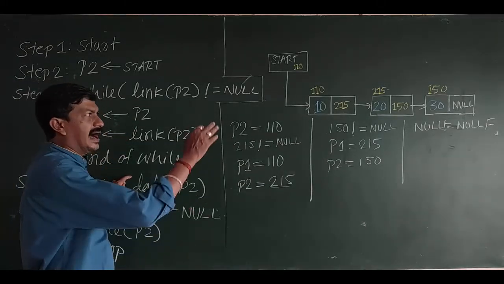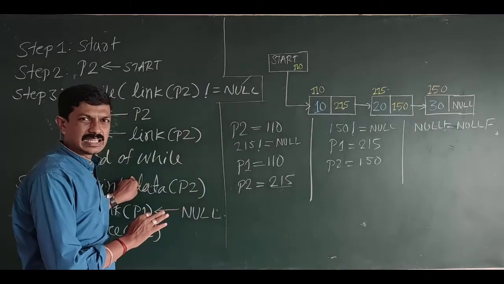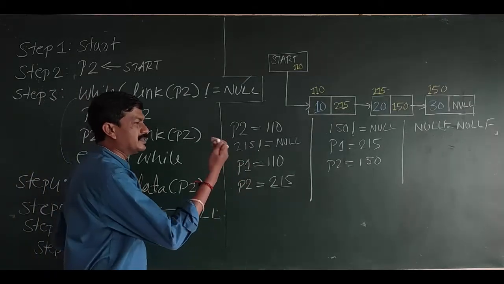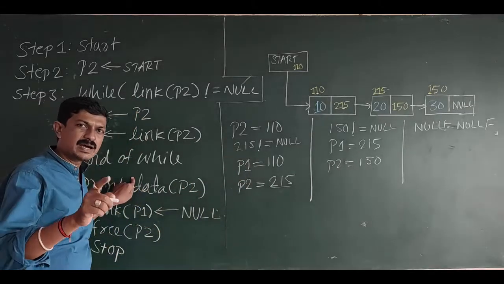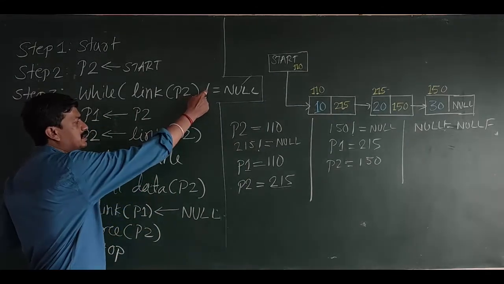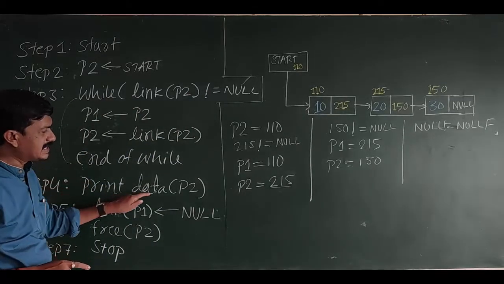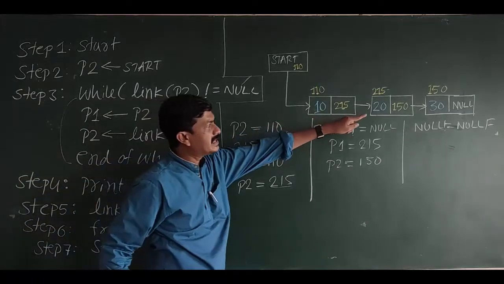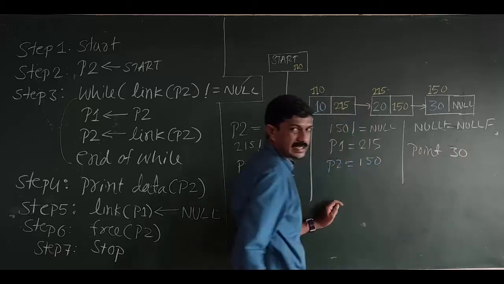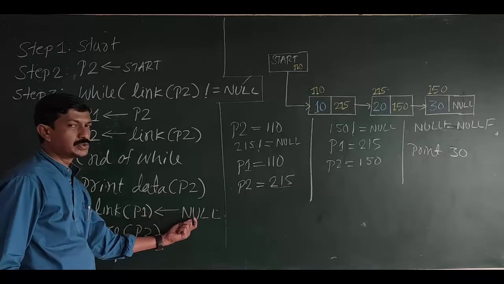Then I need to print the content of that last node and delete that node from the given linked list. Before deleting, for the previous node's link part, I need to assign a null value. After the loop ends, I print the data part of P2. I just printed 30. Now, link of P1 equal to null.